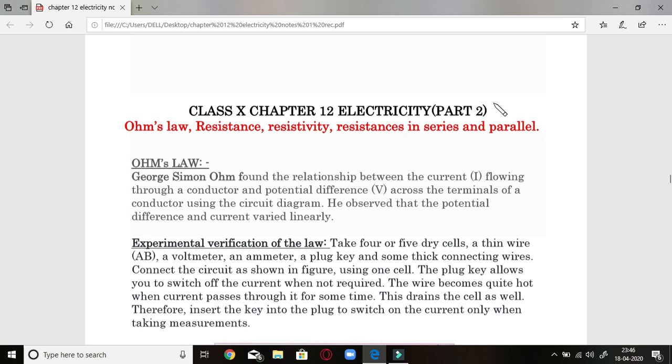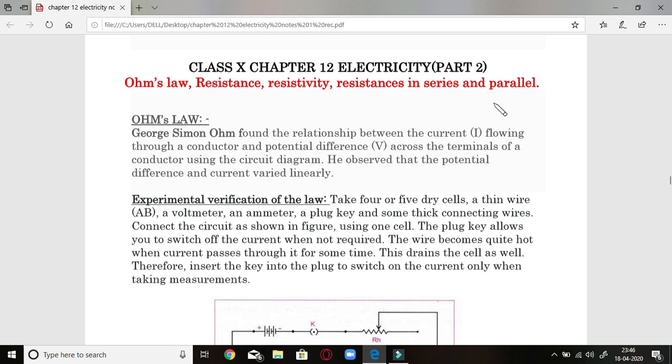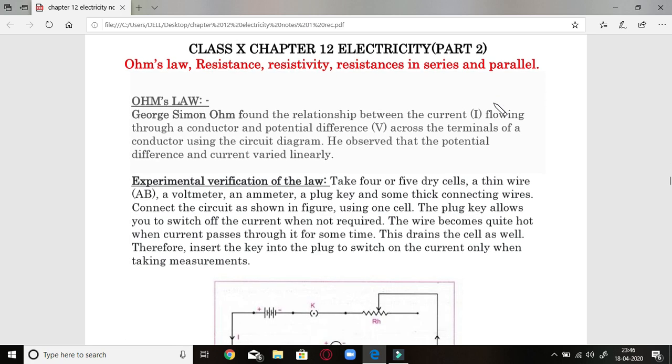Now let's start with it. First of all is Ohm's law. George Simon Ohm found the relationship between current I flowing through a conductor and potential difference across the terminals of a conductor using the circuit diagram. He observed that potential difference and current vary linearly. Very important line: potential difference and current vary linearly.